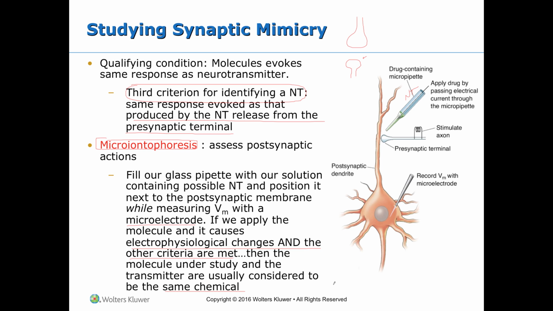So if you are looking at this unknown chemical and you think it's a particular neurotransmitter, and you apply it postsynaptically and it has the same effect as it does normally, then you can pretty much be safe in assuming that it is going to be the same neurotransmitter. So here's your drug-containing micropipette. You apply the drug, you stimulate the axon, you record the membrane potential, and you see whether or not there is a similar effect.